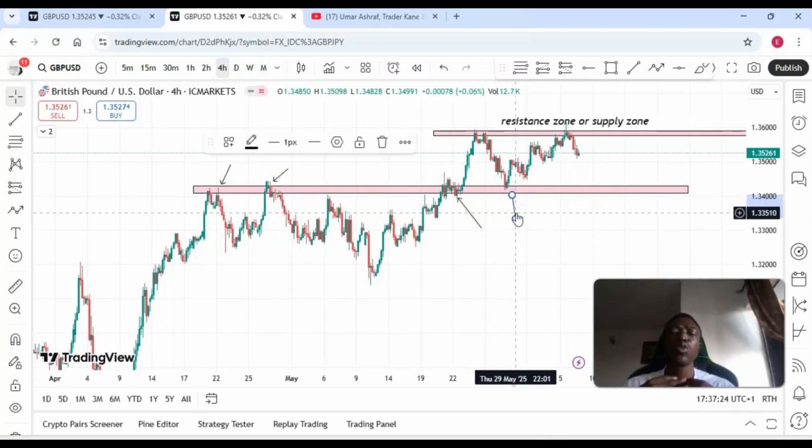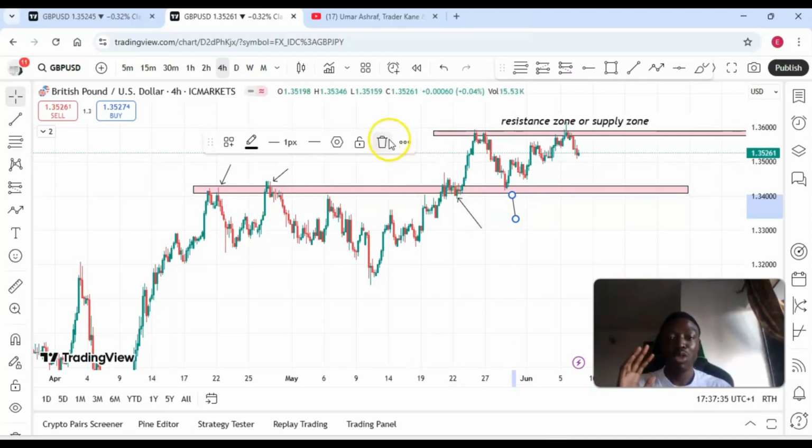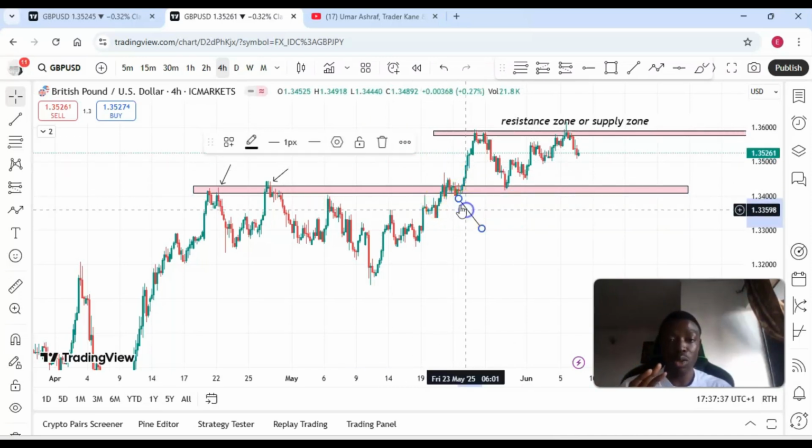Now this is how to break down your chart. Very easy and very simple. Keep everything easy. Keep everything simple. This is how to break down your chart. Draw your support zone and your resistance zone.